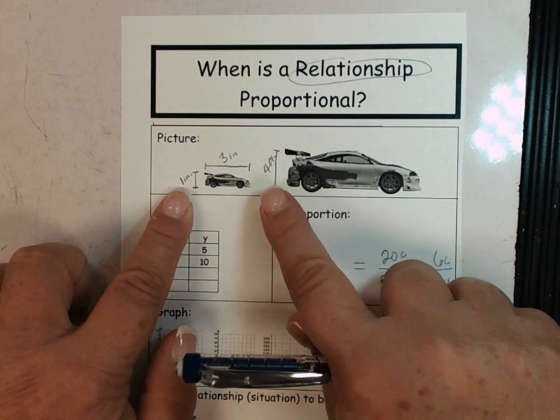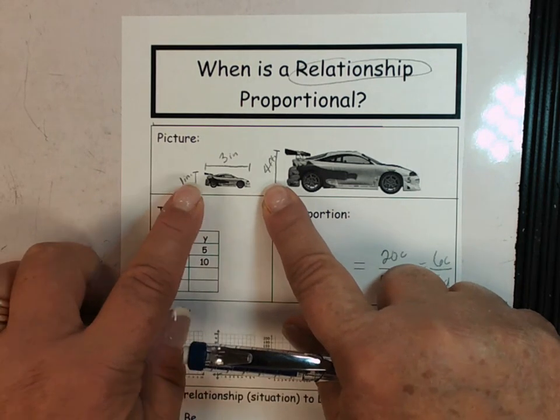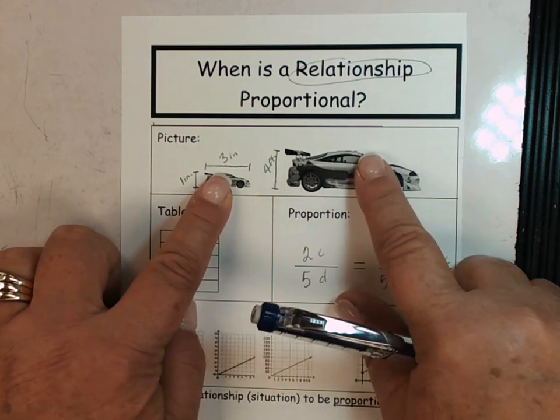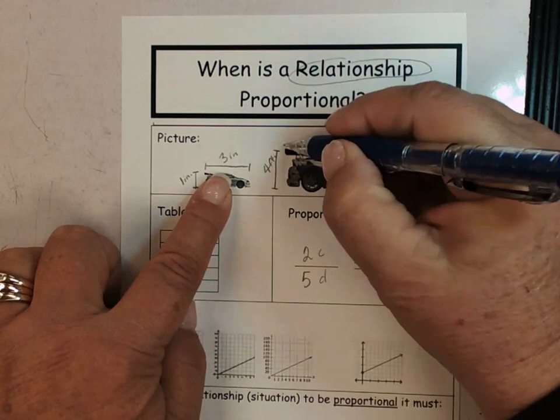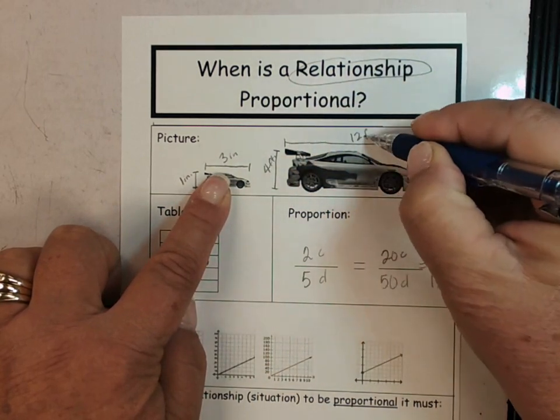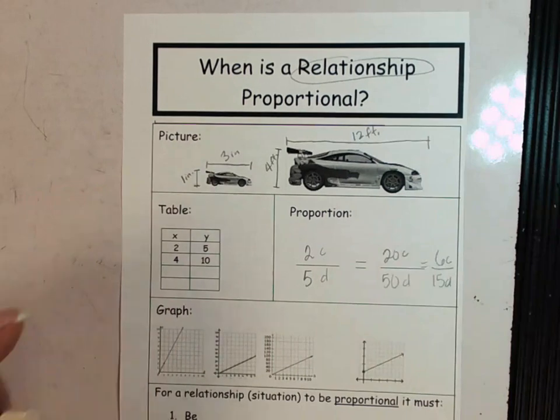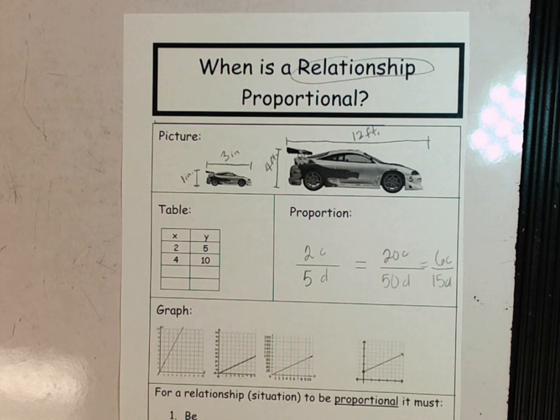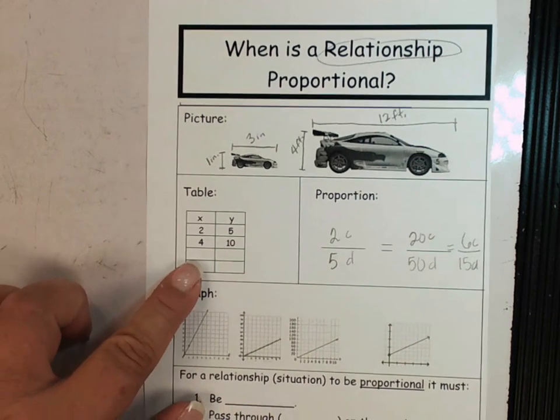So if we go from 1 to 4, that's times 4, and 3 times 4 is 12. So we have a 4 foot by 12 foot vehicle. So that's just basically blowing things up and shrinking things down. In a table, a proportional relationship creates equal ratios.